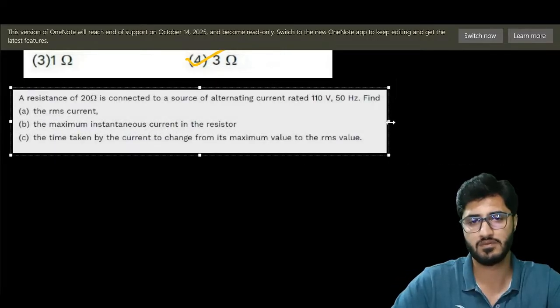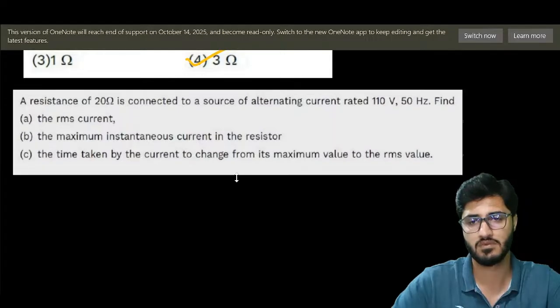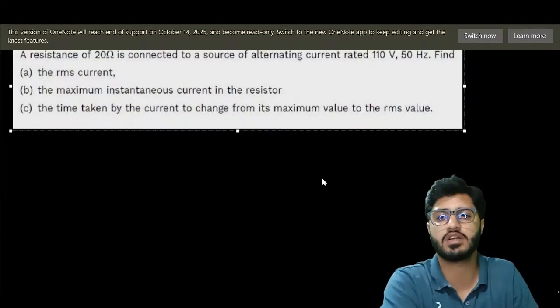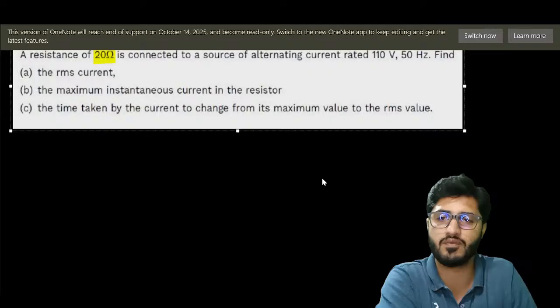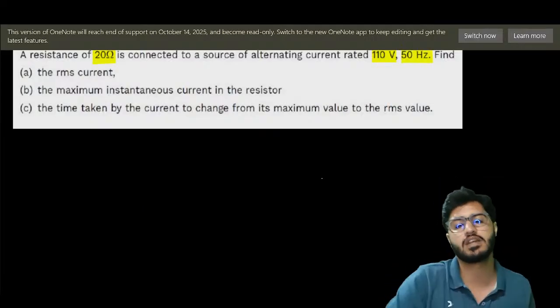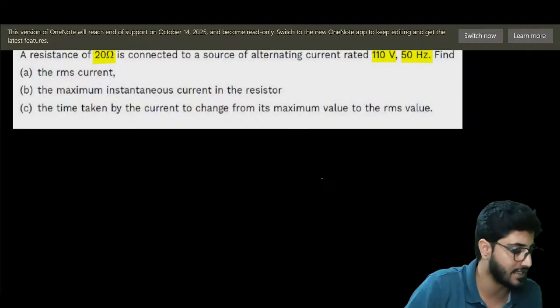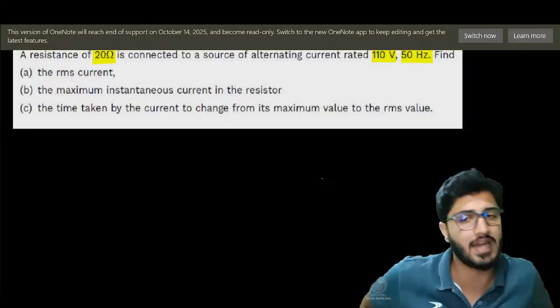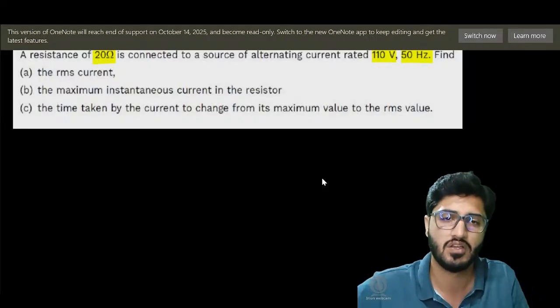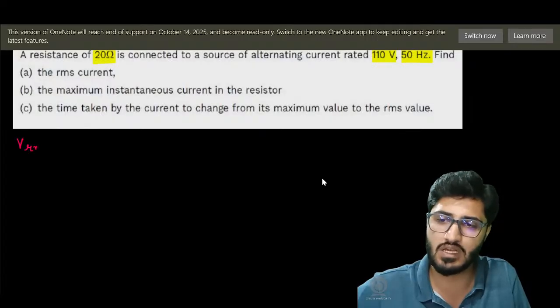This one now. Okay. So what are we having now? A resistance of 20 ohm connected to a source of AC, and AC 110 volt is given, 50 hertz is given. If nothing is mentioned, we have to consider it as what? RMS? Yes, sir, RMS. So it is only about the resistance, so we don't need to talk about anything else, right? So what is VRMS now? Sir, I guess VRMS is equal to 110 volt. What is frequency? Frequency is 50 hertz.